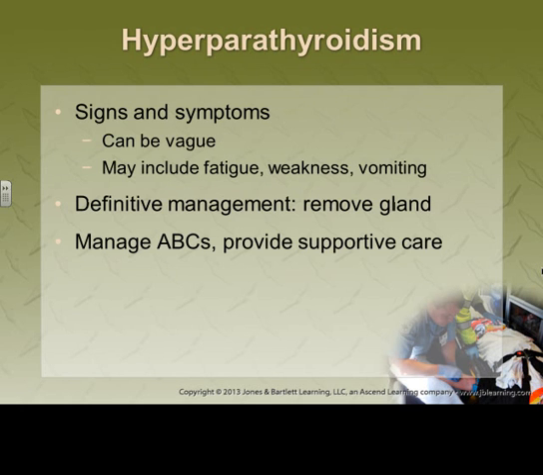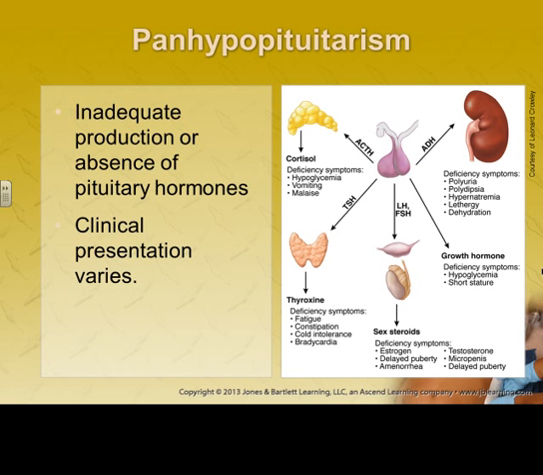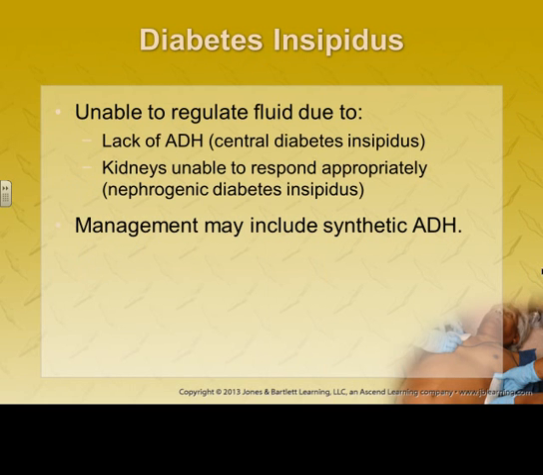Hyperparathyroidism, increased parathyroid hormone. They'll have to have their parathyroid gland removed, and we're going to treat their ABCs. Panhypopituitarism. I'm just finishing up with this because we're almost done, and we'll be caught up. The pituitary hormones are going to be inadequately produced.